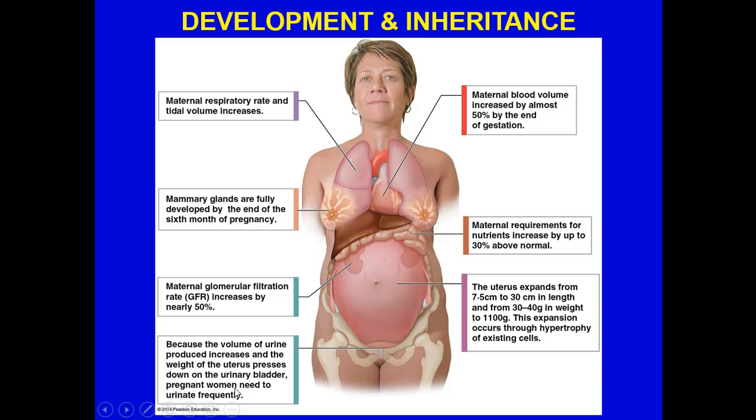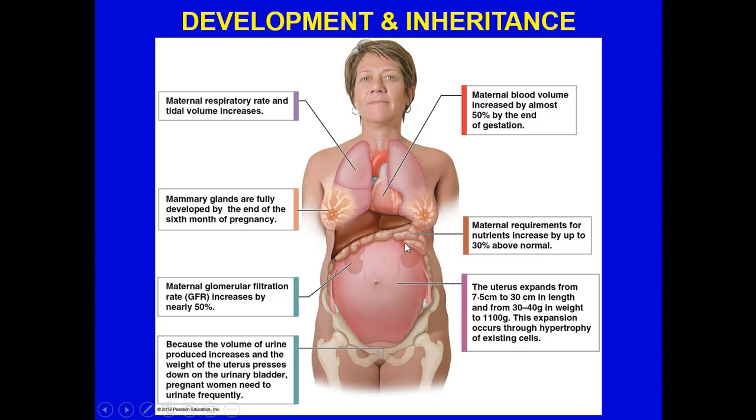Then we have gas exchange. Maternal respiratory rate and tidal volume will increase. The maternal blood volume increases by almost 50% by the end of gestation. The blood volume will also contribute to an increase in GFR. Now, maternal requirements for nutrients increase by up to 30% above normal. And then we have the uterine expansion, okay?